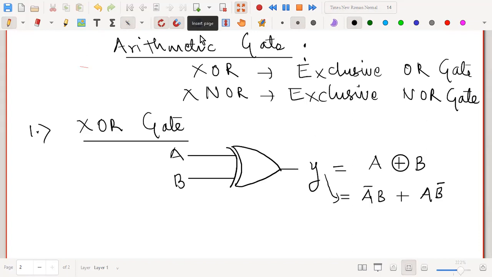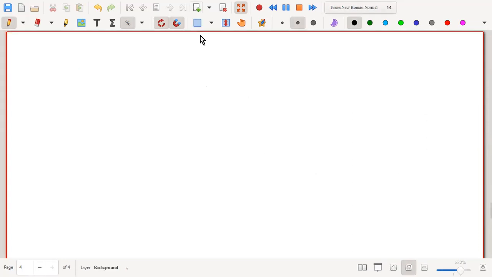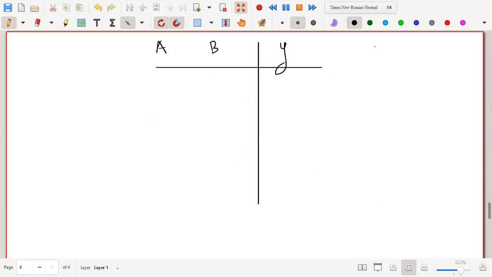Okay, so if I have to draw the truth table for the exclusive OR gate, this is the truth table for the gate. Okay, so I will write all the possible combinations of A and B.